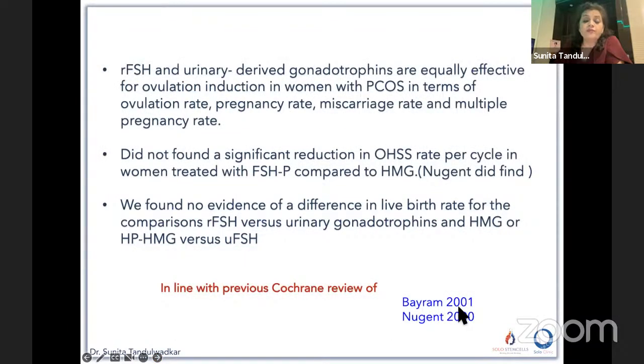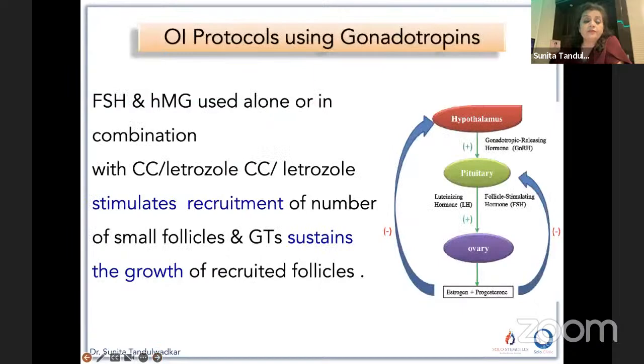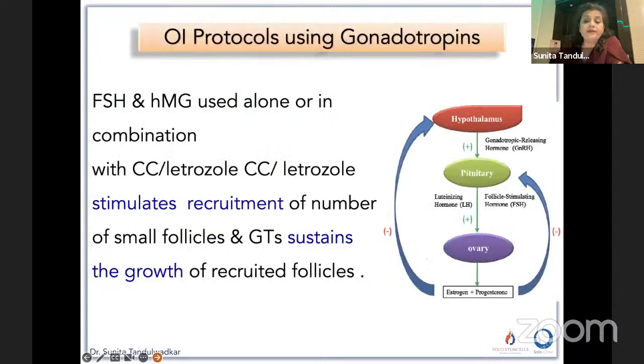If you see the Cochrane from 2001 to 2015 and further, recombinant and urinary are equally effective. Whether it is a PCOS or non-PCOS patient, recombinant or urinary both play a very important and equal role. So if you see the Cochrane 2011 on ovulation induction with the anti-estrogen, gonadotrophins and everything, everywhere the birth pregnancy is on the right side and you have better results.